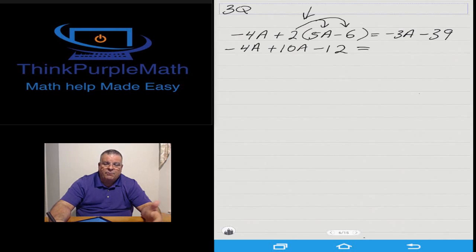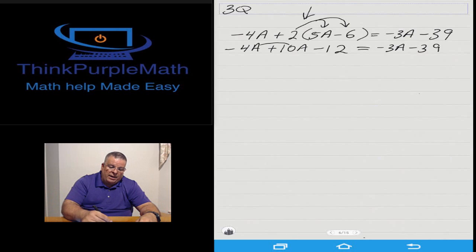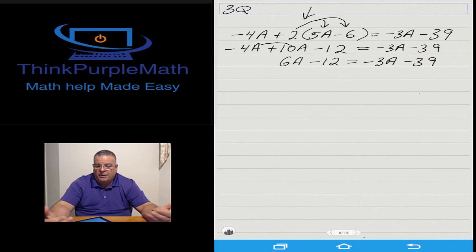The right hand side I have not really done anything with, and I'm simply going to just bring it down to the next line. Go from level to level. Okay, so now I've distributed the 2. Let's take a look. Can we combine any like terms? Yes, we can. The 4a and the 10a, or negative 4a and 10a, would give us 6a minus 12 is equal to negative 3a minus 39. On the right hand side, all I've done is brought it down each time.